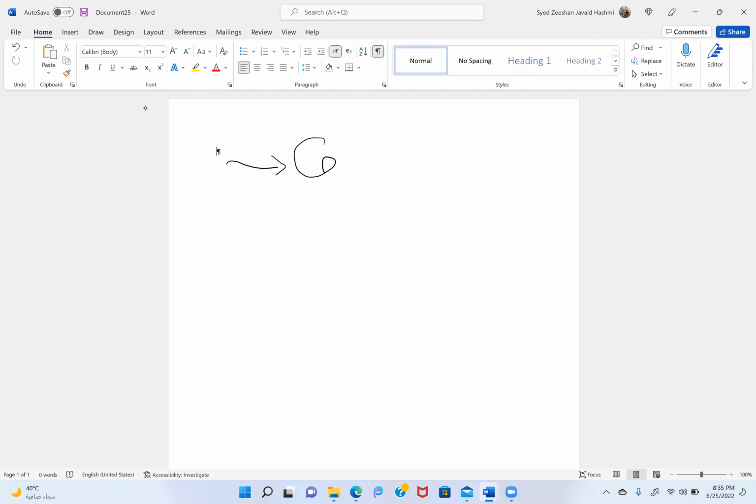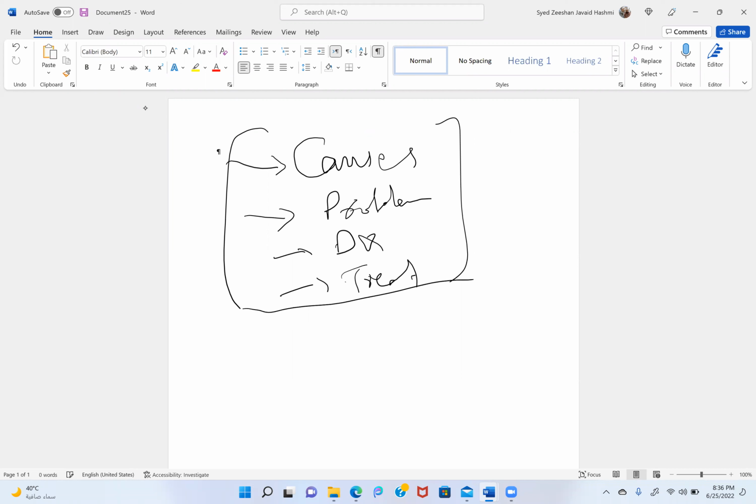For any disease, you just start with what the causes are, what the problems are, and how to diagnose and how to treat. If you simplify and start slowly, in one step you will be able to understand pancreatitis 50%. Next time it comes, you will just revise it, and then you will be even better. That's how it should be.